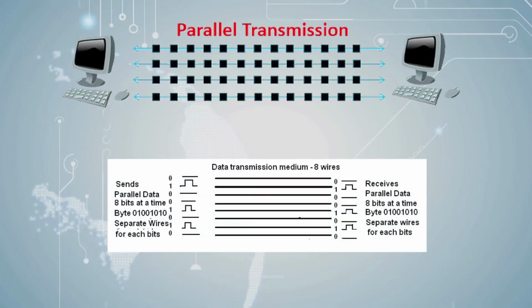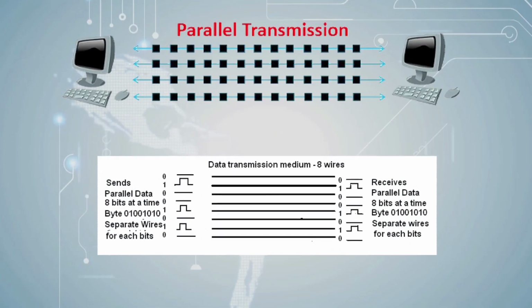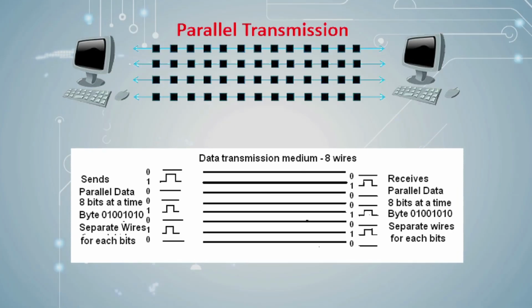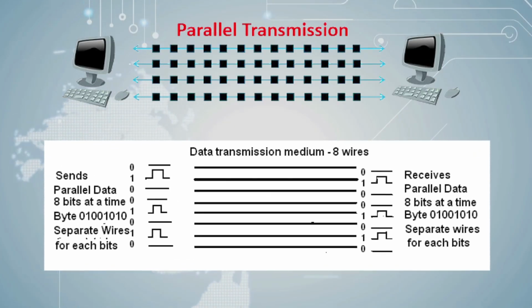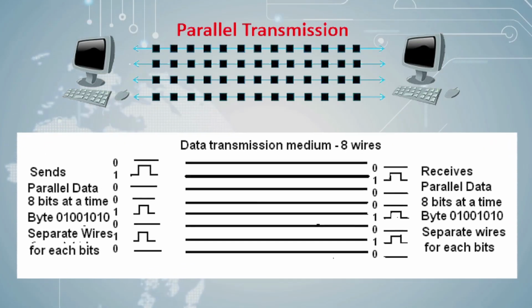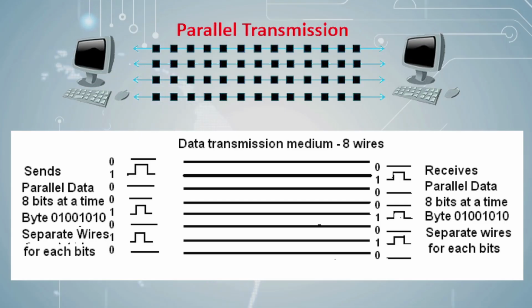So this is an example of parallel data transmission. You see that if I want to send 1 byte in parallel, then I require 8 physical wires for transmission, because to carry a signal you require some kind of media. So parallel transmission is fast, but you require more wires.